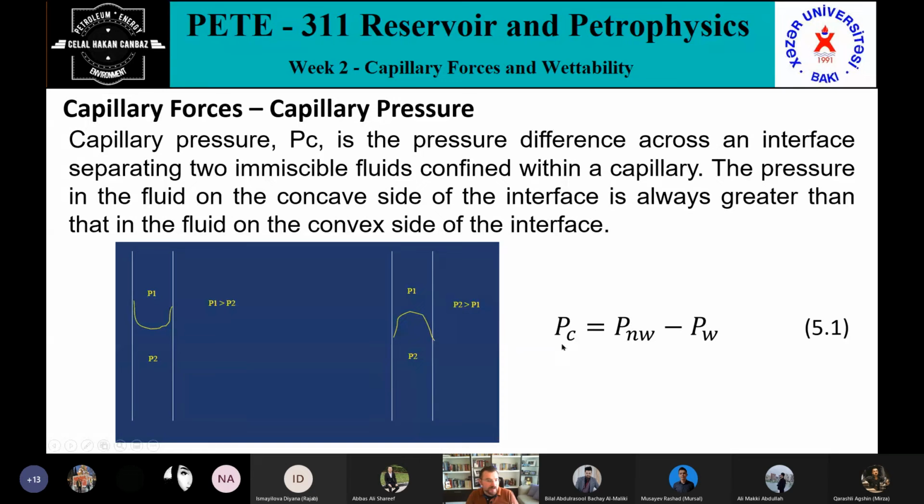Capillary pressure is the difference between the non-wetting phase and the wetting phase. Okay, it's described as this one. So let's make some derivation regarding the capillary pressure equation. It will make things more clear, I think.